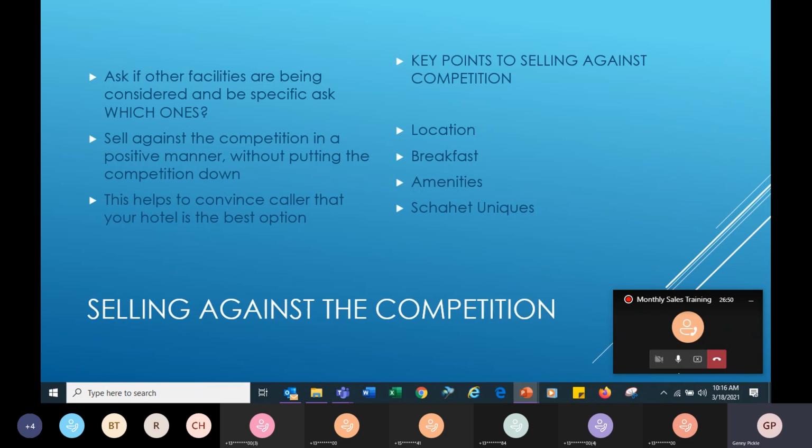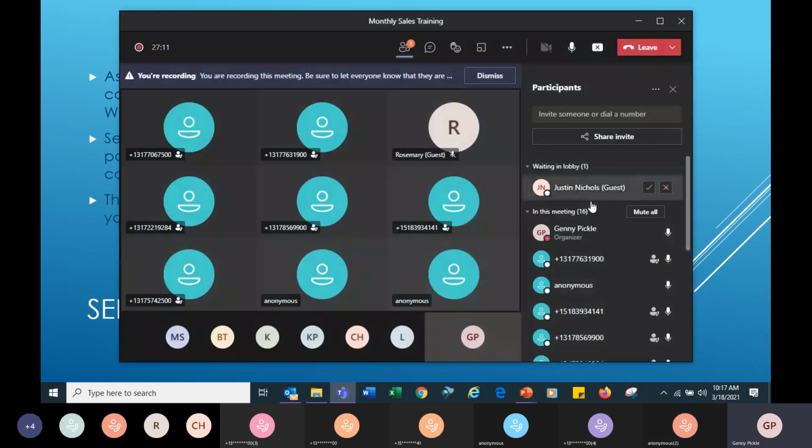What about our Shock It Uniques? It's a good way to sell against the competition. What are our Shock It Uniques? There's three of them. Who can tell me? Family owned since 1962. That's one. Who's got another one? Top 15% rated by TripAdvisor. Thank you, Ms. Kimberly. And what's the third one? That was changed last year because of the pandemic. Shock It Shine Lips. That's right.